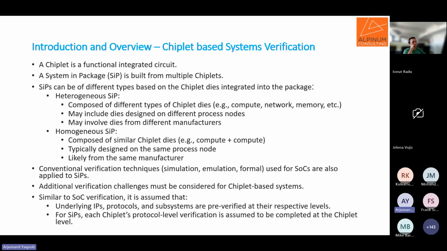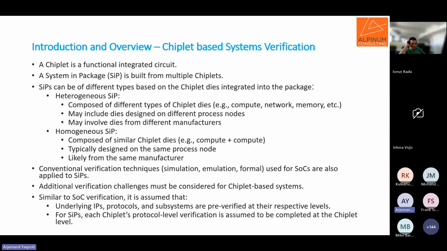Normally, we are going to verify using the same techniques that we use in conventional SOC verification: simulation, emulation, formal, etc. These are definitely the basis for the verification of SIP-based systems. But with SIPs, the verification challenges are different as compared to SOC verification, and that is what we are going to describe here. But our main fundamentals will remain the same.